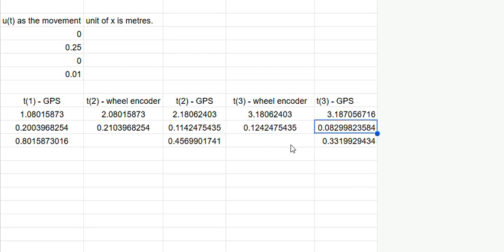So as you see here, the uncertainty has been reduced every time when GPS is giving data, and over a period of time, it becomes much less. And this is how the Kalman filter localization works.